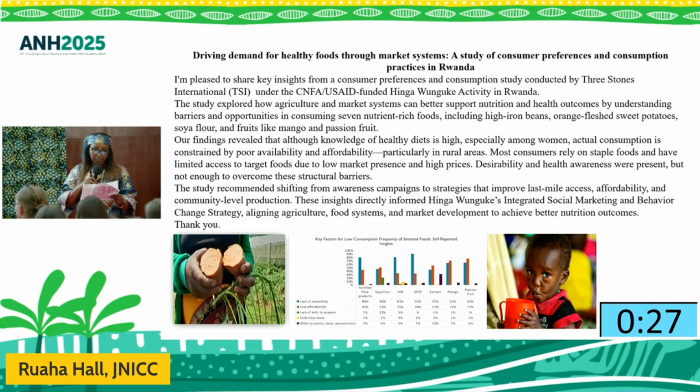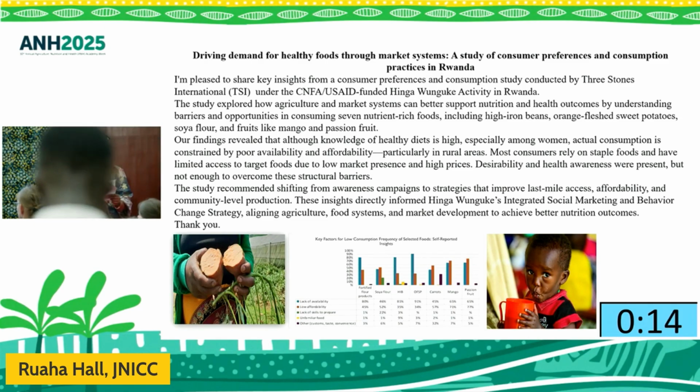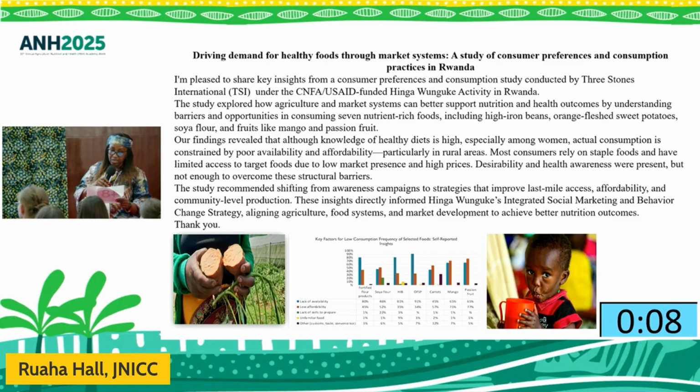Our findings revealed that knowledge of a healthy diet is high, but actual consumption is constrained by poor availability and affordability, particularly in rural areas. Consumers rely on staple food and have limited access to targeted food due to low market presence and high prices. The study recommended shifting from awareness campaigns to strategies that improve last mile access, affordability, and community level production.